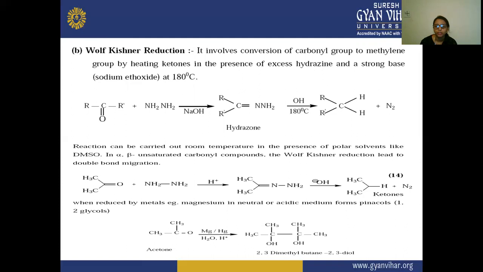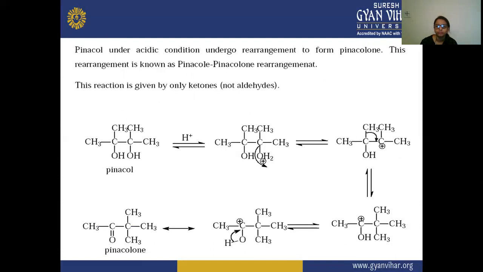So here there is a migration of this double bond, and when it is reduced by the metal, that is magnesium, in neutral or acidic medium it forms pinacols. Under acidic condition the pinacol undergoes rearrangement to form pinacolone. This rearrangement is known as the pinacol-pinacolone rearrangement, and this reaction is given only by ketone, not aldehyde. So in this pinacol, acid hydrolysis is happening, and after that there is a formation of the pinacolone.